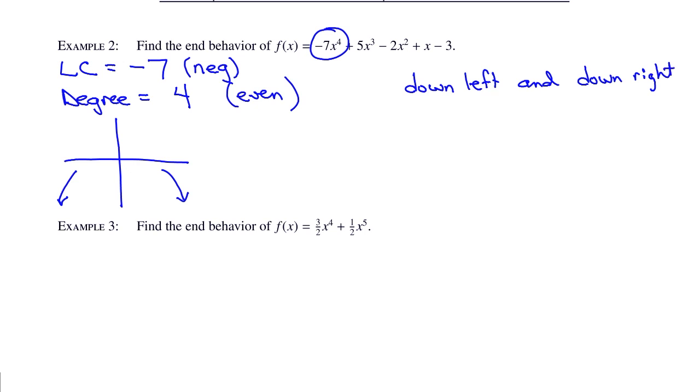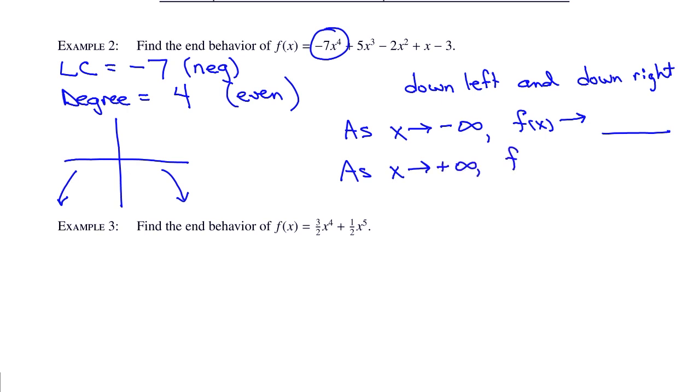Another way that some people write end behavior is the following. You would write this statement. As x goes to negative infinity, f of x goes to blank, and as x goes to positive infinity, f of x goes to blank. And you would always write this statement for end behavior. The end behavior then just fills in the two blanks.